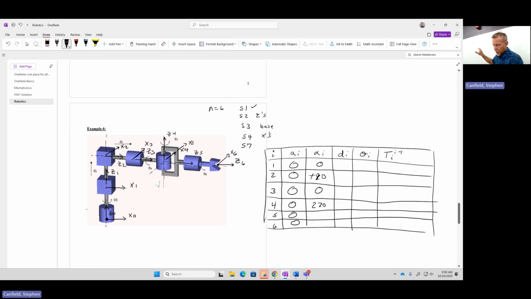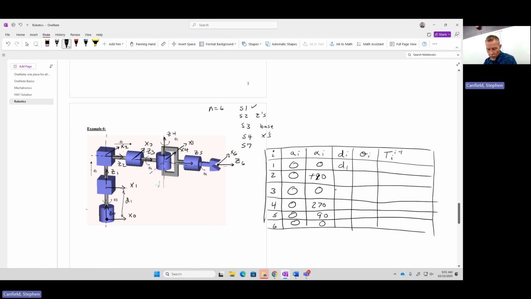Z4 to Z5, take my thumb, point in the direction of X5, point my fingers in the direction of Z4, which is up, curl them until they point at Z5. So this one's a positive 90. And Z5 and Z6 are parallel. Now I go to my D's. Distance from X0 to X1 measured along Z0. Well, that's this guy. So that's D1. Not really labeled there, but there you go.